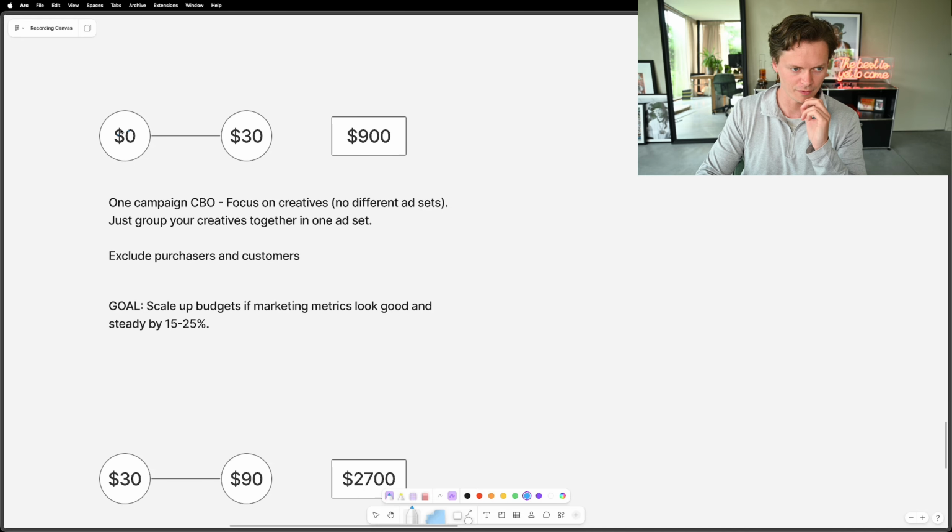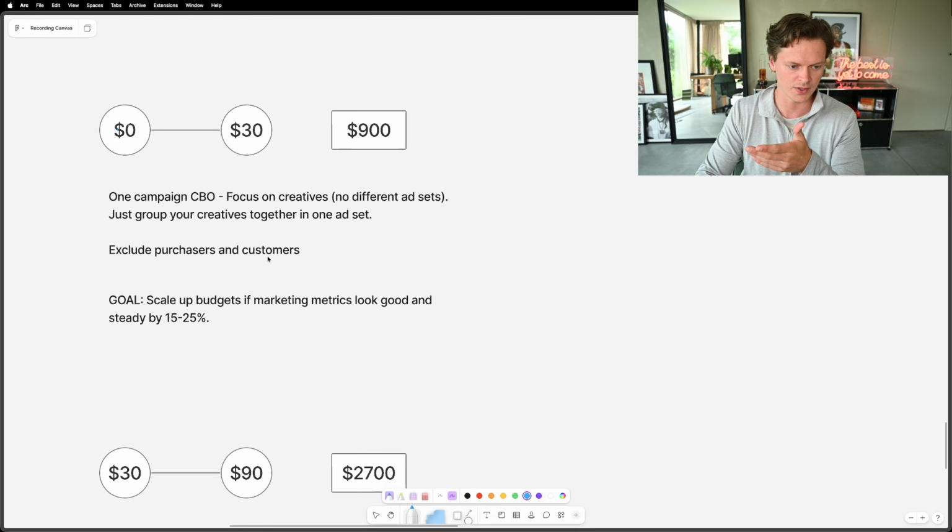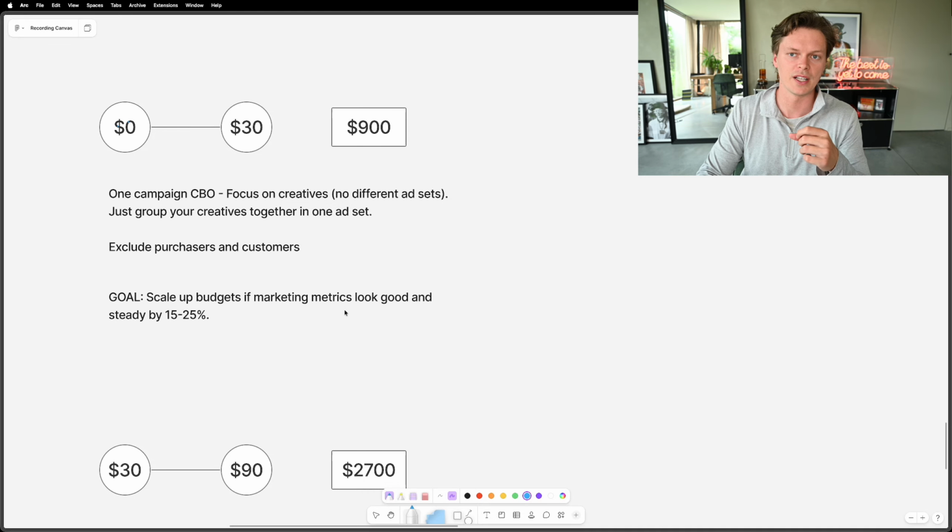If you have your first tier of budget, $0 to $30, one campaign CBO, focus on the creatives. Don't do different ad sets you simply don't have the budget for. Just group your creatives together in one ad set. Always exclude purchasers and customers to find new prospective customers. The goal is to scale up your budgets if marketing metrics look good and steady by 15 to 25%.